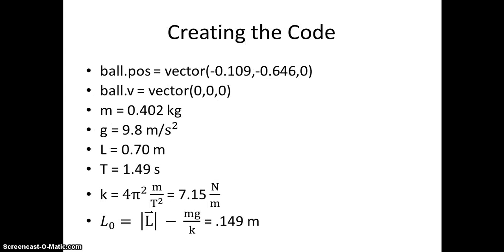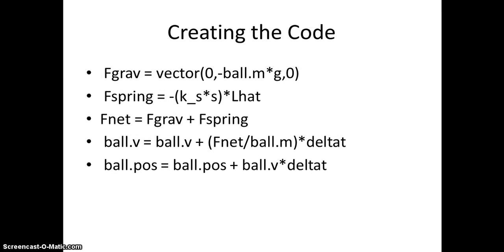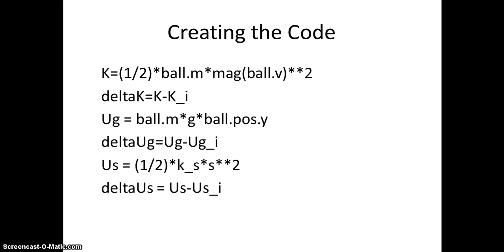Creating the code. Initial conditions were put into the code, including the initial position and initial velocity of the mass. The spring constant K was calculated by the equation shown using a T that was calculated using the oscillations in Tracker. L0 was also calculated using the equation shown in the given conditions. The equations to calculate the gravitational force and the spring force were put into the code along with Newton's second law to update the mass's velocity and position. The equations to calculate the kinetic and potential energies were also put into the code to create the model.